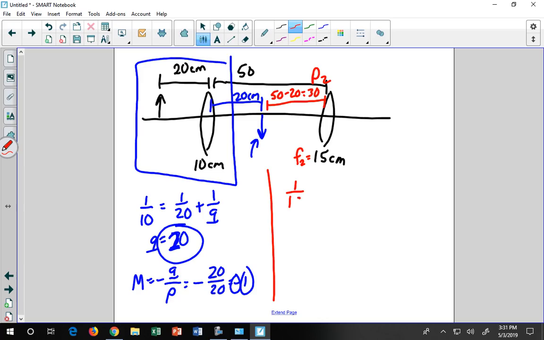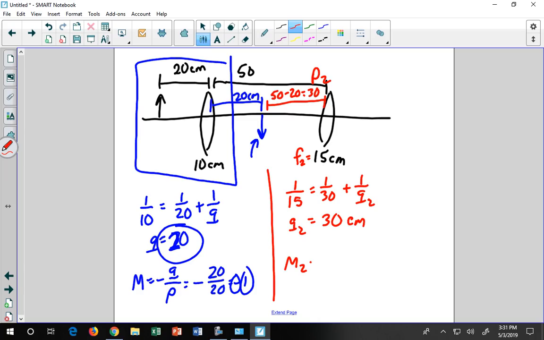1 over F2, that's 1 over 15, equals 1 over 30, plus 1 over Q2. So Q2 is equal to 30. This is 2 over 30, minus 1 over 30. Take the inverse of that, that's going to be 30 centimeters.